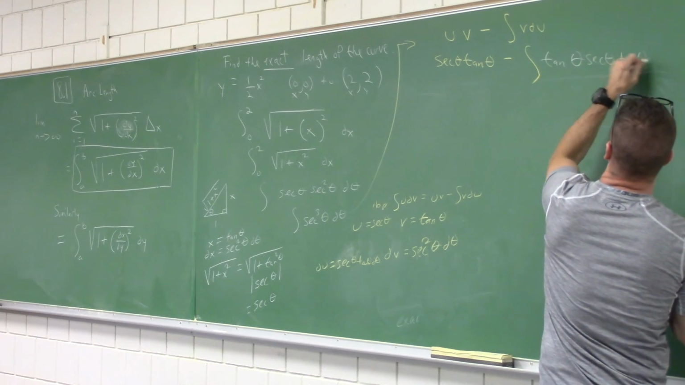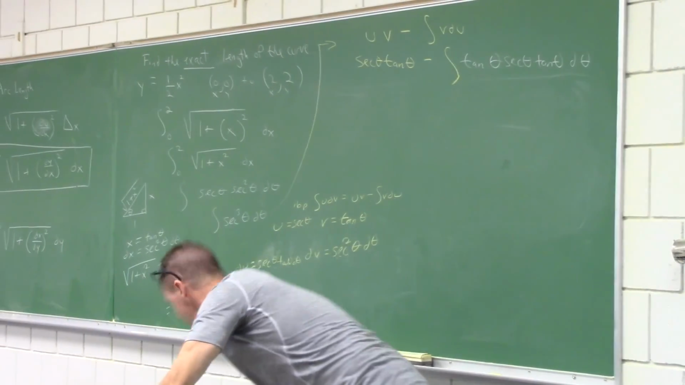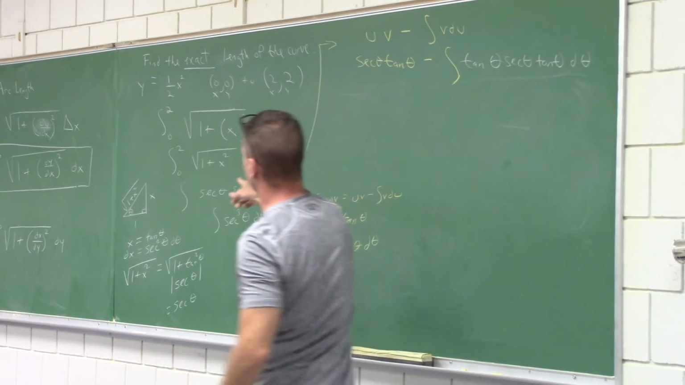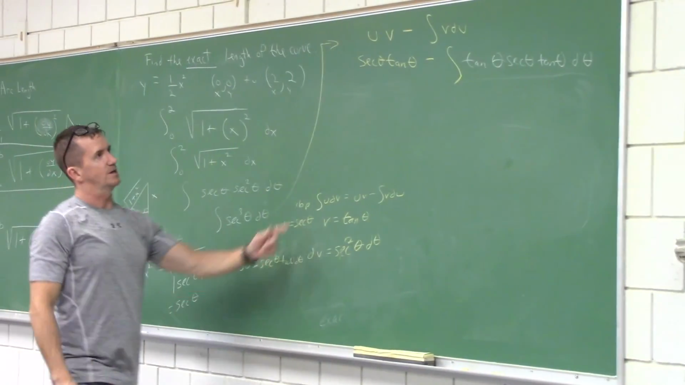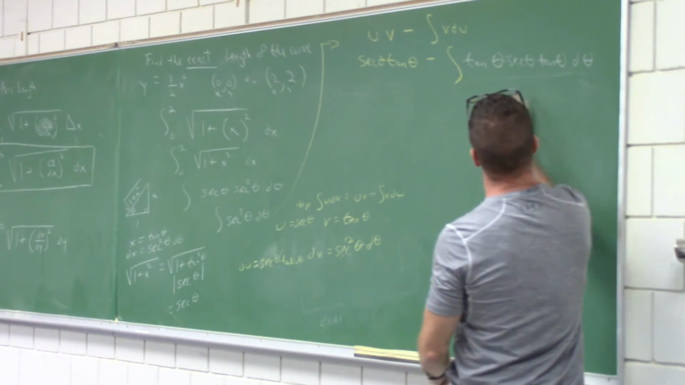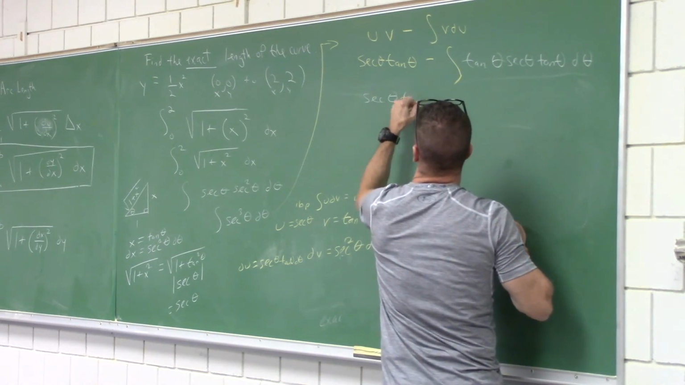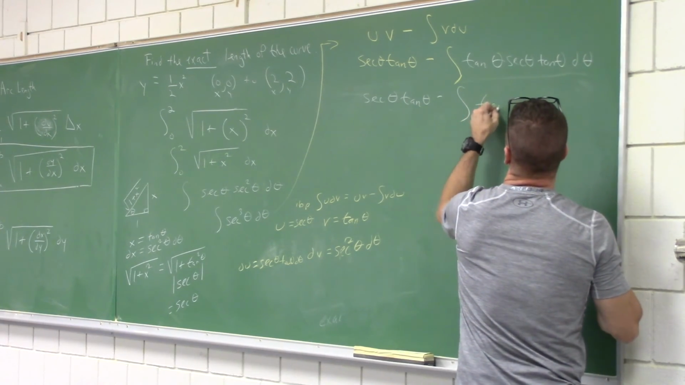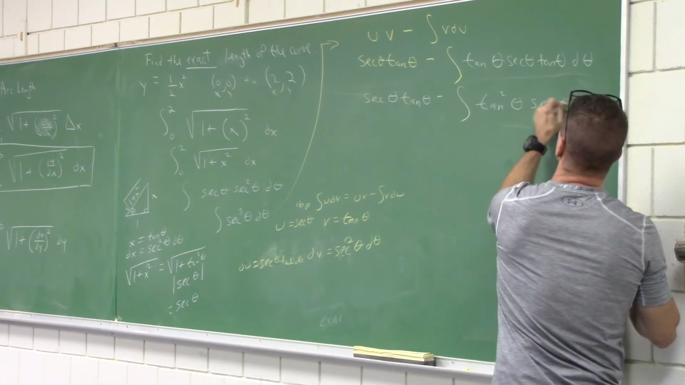This problem is funny because when we get to here, it makes us lose patience. We're almost there at the end. It didn't look like it was going to be too bad, and we're getting closer. I'm going to rewrite this: secant theta tan theta, minus the integral of tan squared theta times secant theta d theta.